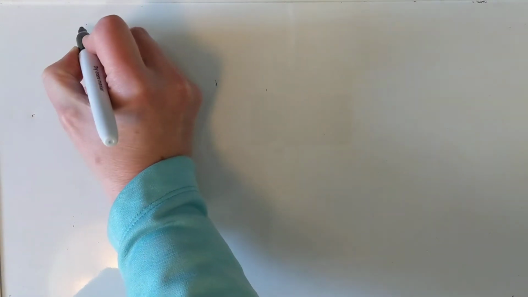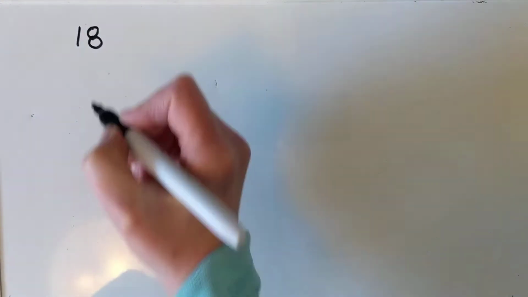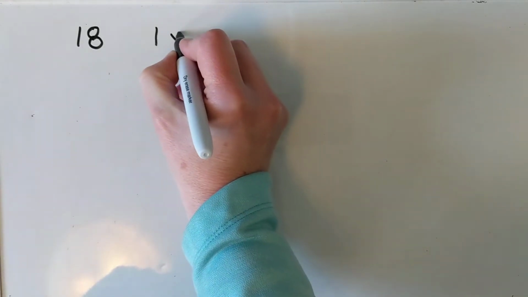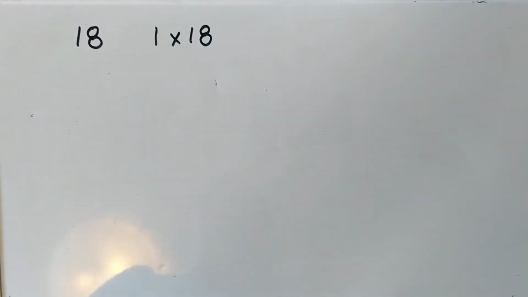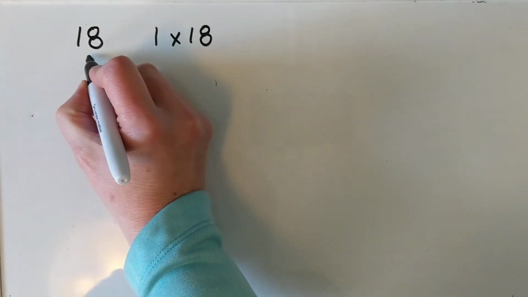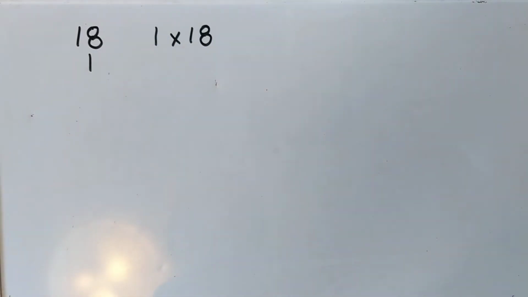Okay, so our first example is going to be the number 18. So what I would do with 18 is right away I know that 1 times 18 are factors of 18. Then I might go, I don't know what other numbers are factors. So I'm going to take one that I do know.